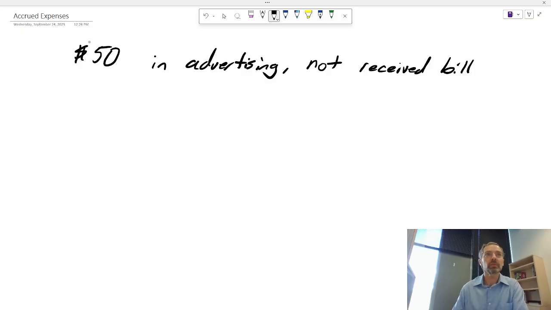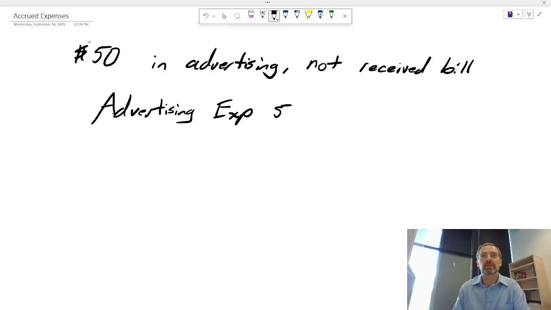All right, so the debit here would be, since I used something up, it would be an expense. So I would debit advertising expense, $50. The credit here is, since I owe this money, it's going to be some sort of liability. In this case, I'm just going to throw it in accounts payable.